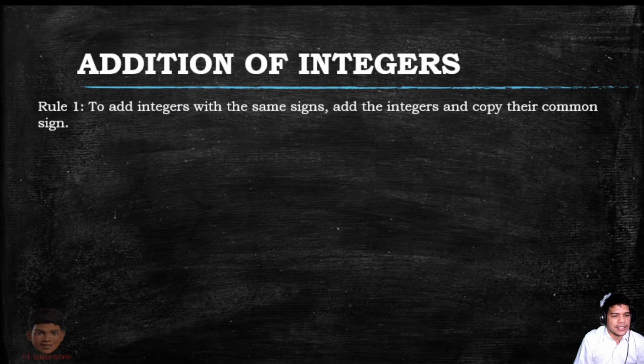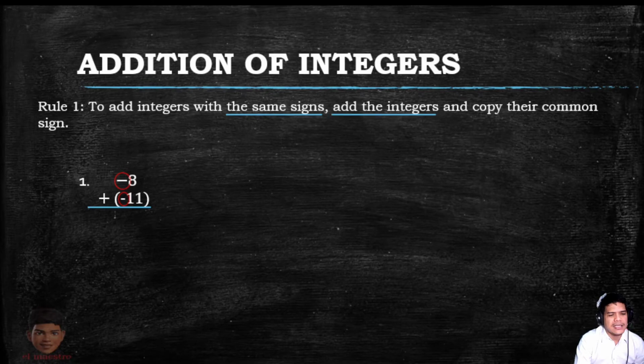So, first, yung mga addends natin, tingnan natin. Yung isa, negative. Yung isa, negative din. So, negative 8 and negative 11. So, the same sign. So, pag the same sign, anong gagawin? Sabi dito, just add the integers. I-add natin yan. So, meaning, that is 8 plus 11, that is equal to 19.